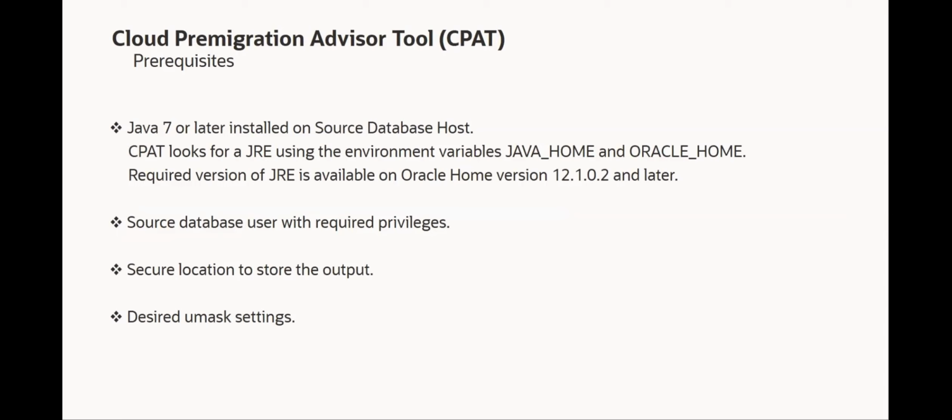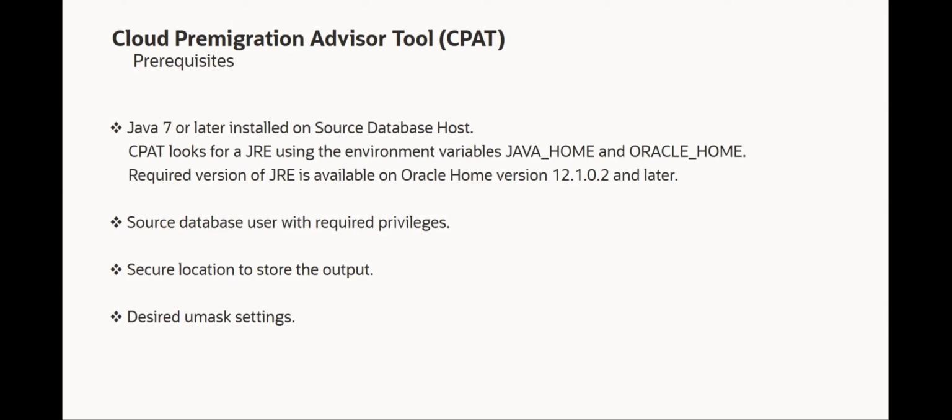CPAT needs Java 7 or later, and it looks for the JRE or Java Runtime Environment by checking the JAVA_HOME and ORACLE_HOME variables. If your source database is later than Oracle 12c Release 1, then a version of Java that can run CPAT is available in Oracle Home.